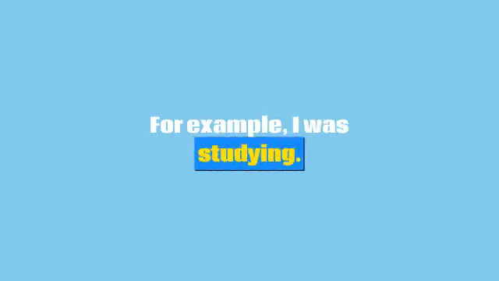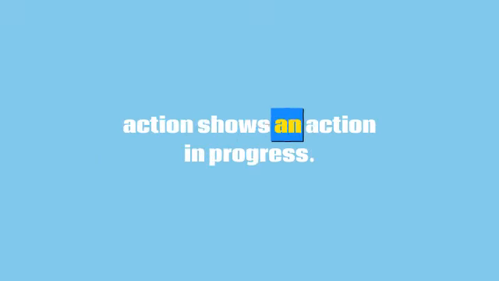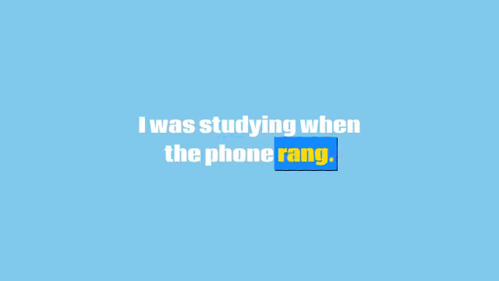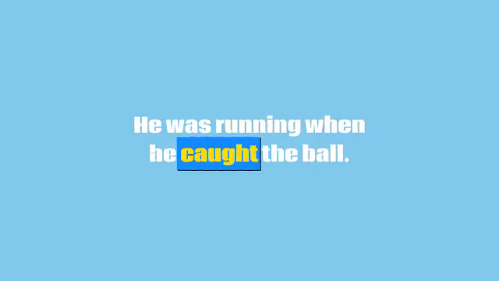2. Past continuous, for example, I was studying. Use: to give context, background for another past action; shows an action in progress. Examples: I was studying when the phone rang. We were living in Canada when we got engaged. He was running when he caught the ball.